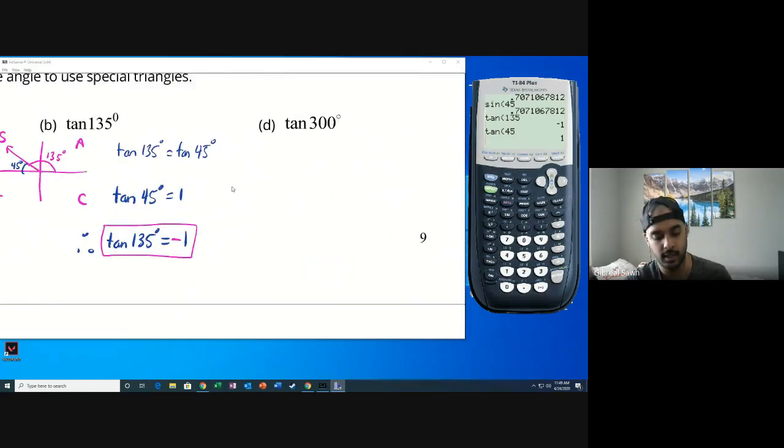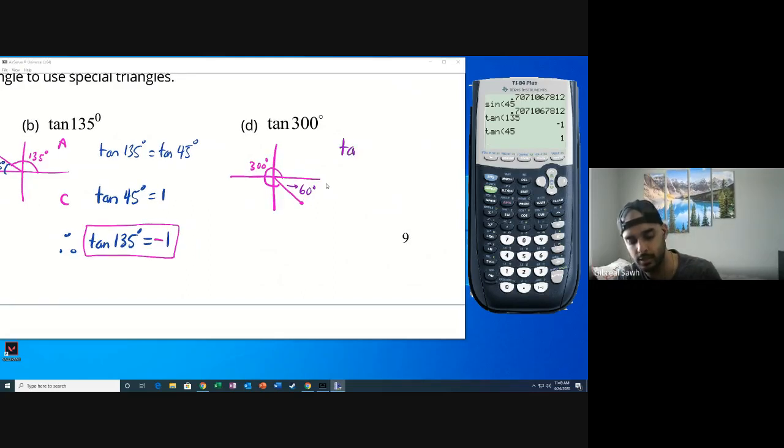Okay, let's try D, tangent of 300. So let's give ourselves another grid. 180 takes me halfway around. 270 takes me to quadrant 3, the end of it. So I know I'm in quadrant 4 somewhere. So all the way around to get there, that's 300, which means that the reference angle we're using is 60 degrees. Okay, so now I know that tangent 300 is equal to tangent 60.